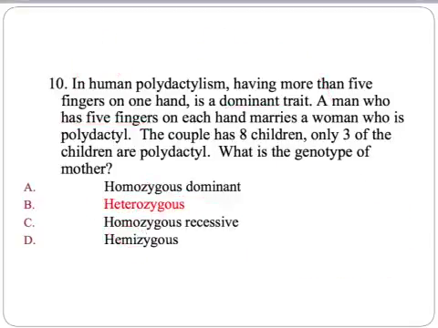And again, guys, remember to use Punnett squares. These are your tools here in these kind of inheritance questions.